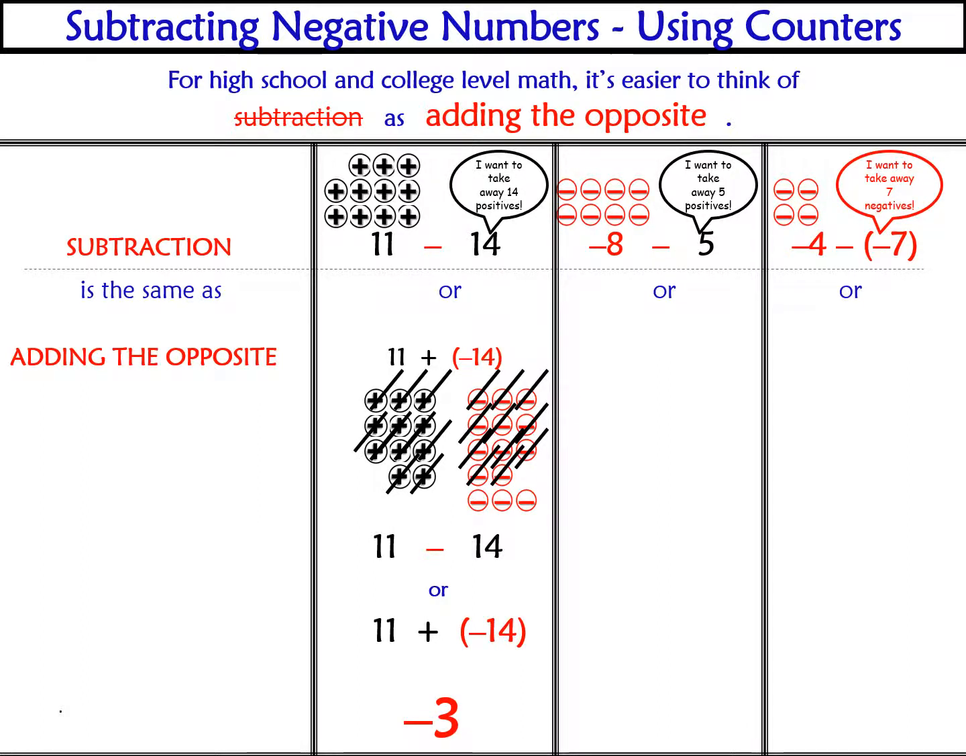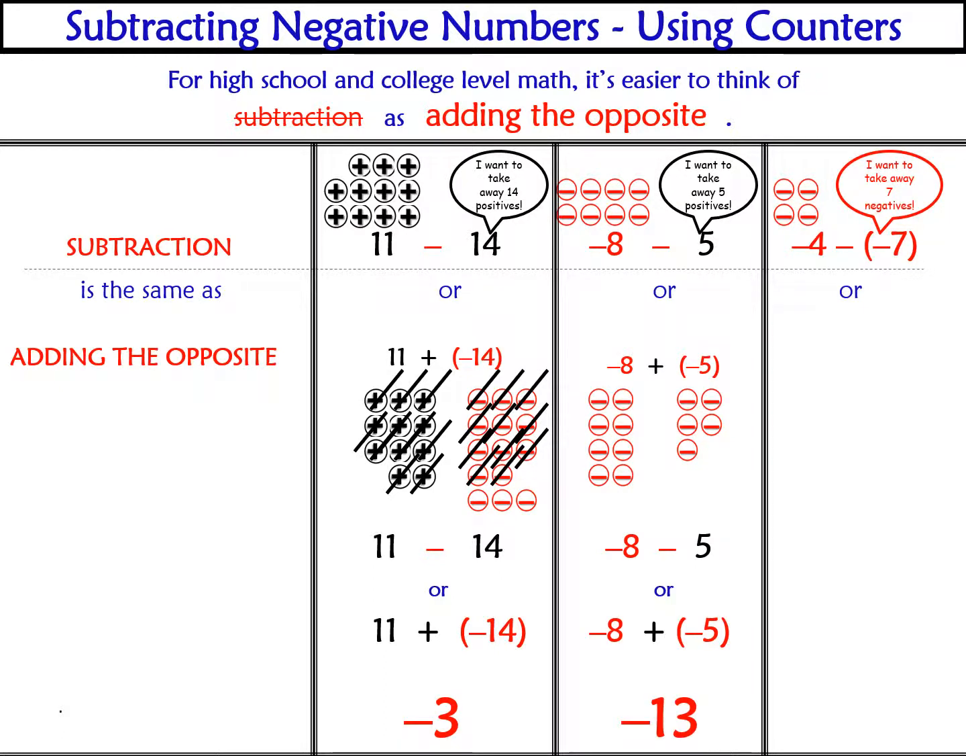Let's take a look at the second one. We're going to change that subtraction problem to an adding the opposite. So negative 8 minus a positive 5 is now going to become negative 8 plus a negative 5. So there's our negative 8. There's our negative 5. So apparently negative 8 minus 5, or negative 8 plus a negative 5, is negative 13.